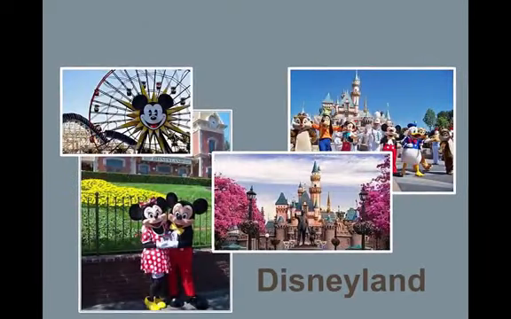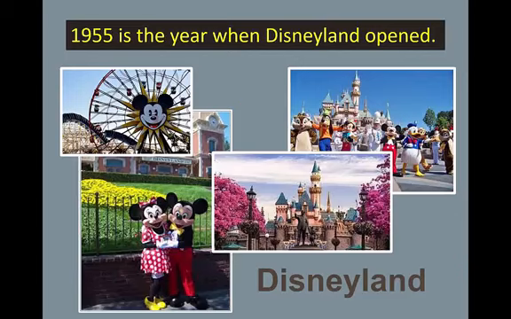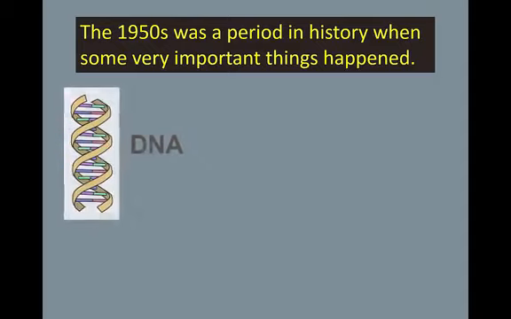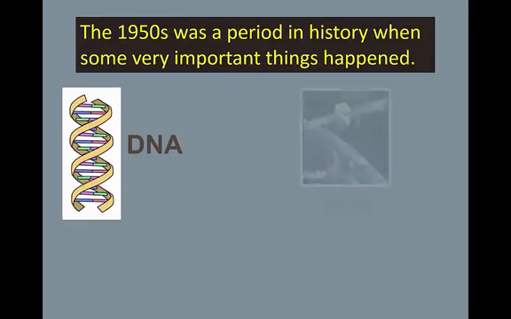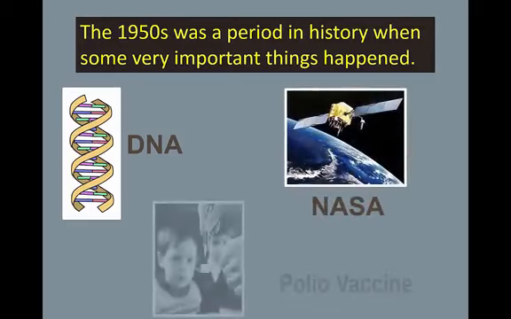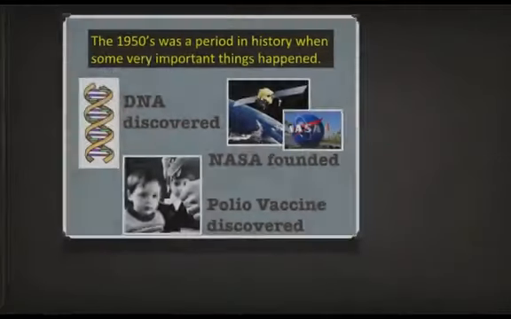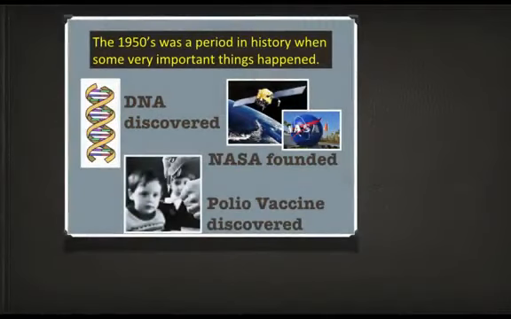Now, I bet 1955 was a very exciting time for both children and adults because 1955 is the year when Disneyland opened. Also, the 1950s was a period in history when some very important things happened. For example, DNA was discovered. Also, NASA was founded. And the polio vaccine was discovered, saving hundreds and thousands of children. Now let's learn a little more about each of these events.